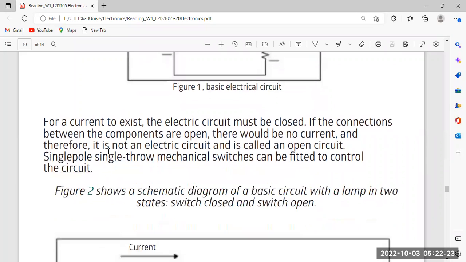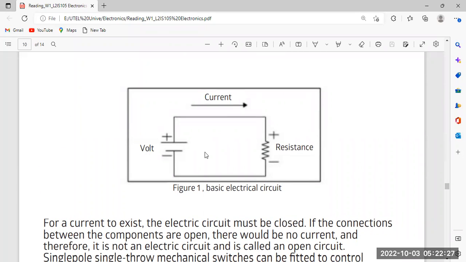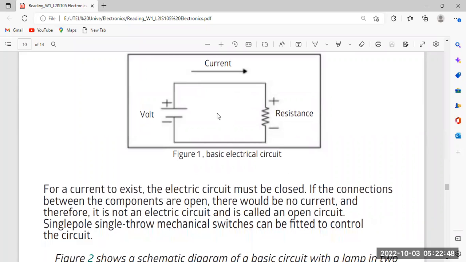Now for a current to exist, the electric circuit must be closed. This line is again very important: the electric circuit must be closed. It means that if, for example, you can see this circuit, nothing is broken over here, then the circuit is complete and closed and it will allow the current to flow through it.